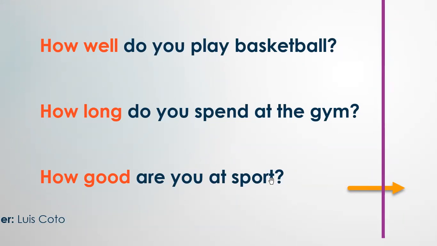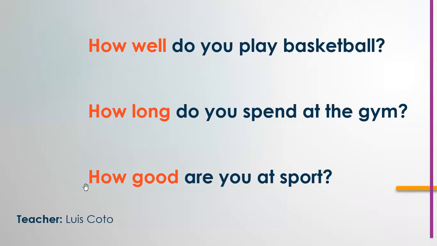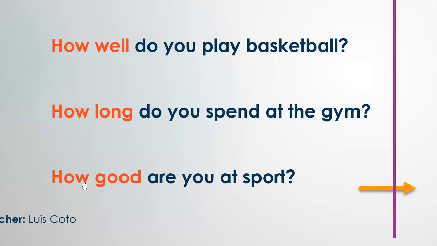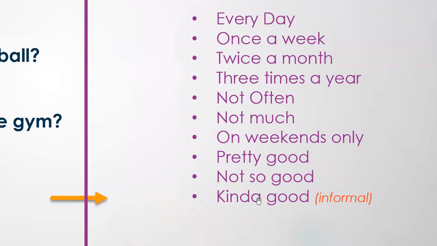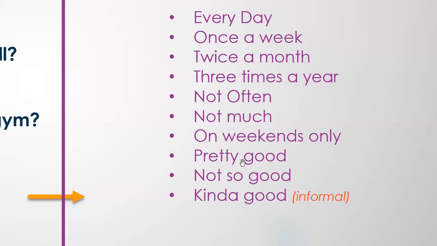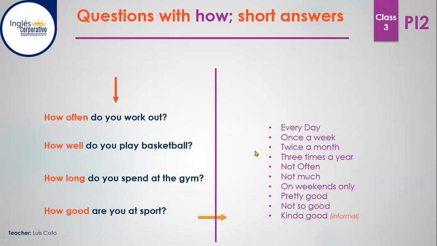How good are you at sport? How good are you? Repeat it. How good are you at sport? Okay, what is it asking in number four, in this part? ¿Qué está preguntando? How good? Okay, and how well are the same? They are a lot similar. Okay, and the correct answer, which one should be? ¿Cuál debería ser? Which one should be for how good? Not so good. Okay, that's one option. Or kinda good too. Okay, good. Okay, those were some examples about questions with a how.